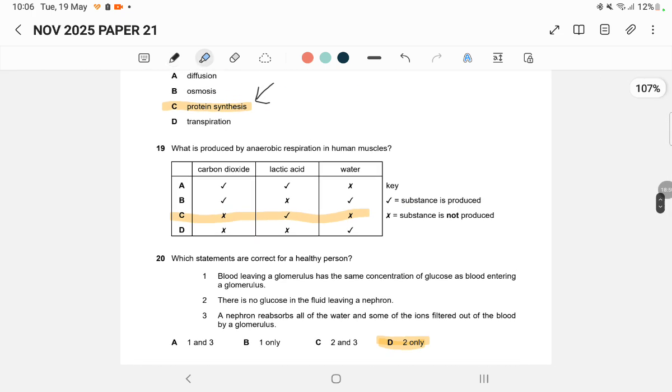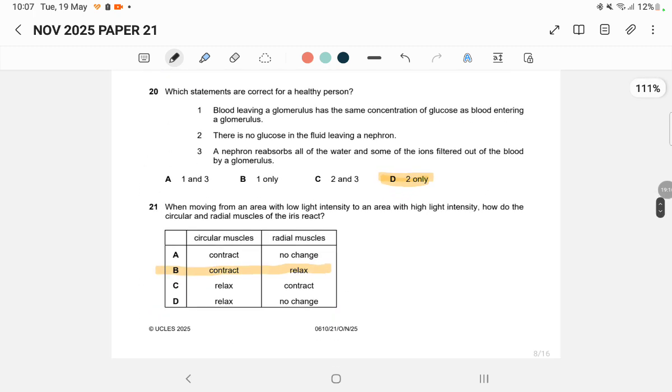That's it. Question 19. What is produced by anaerobic respiration in human muscles? It will be lactic acid only, because aerobic respiration produces carbon dioxide as its waste product, but anaerobic respiration produces lactic acid, and water is not produced in anaerobic respiration because it does not involve oxygen. Question 20. Which statements are correct for a healthy person?